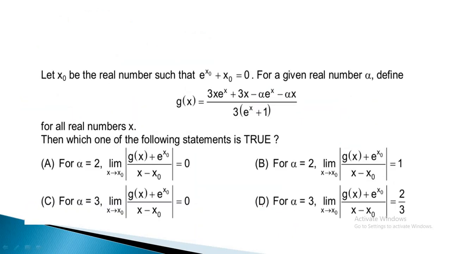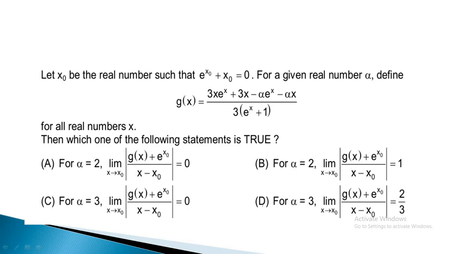Now let us do one of the questions that came in JEE Advanced. Here we have a question: let x naught be a real number such that e raised to x naught plus x naught is equal to 0. For a given real number alpha, we are given a function g of x is equal to (3x e raised to x plus 3x minus alpha times e raised to x minus alpha x) divided by (3 times e raised to x plus 1) for all real numbers x. Then which of the following statements is true?